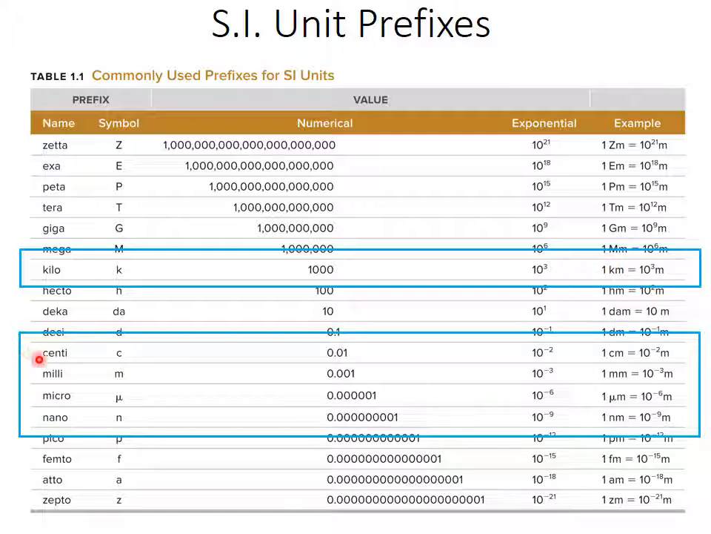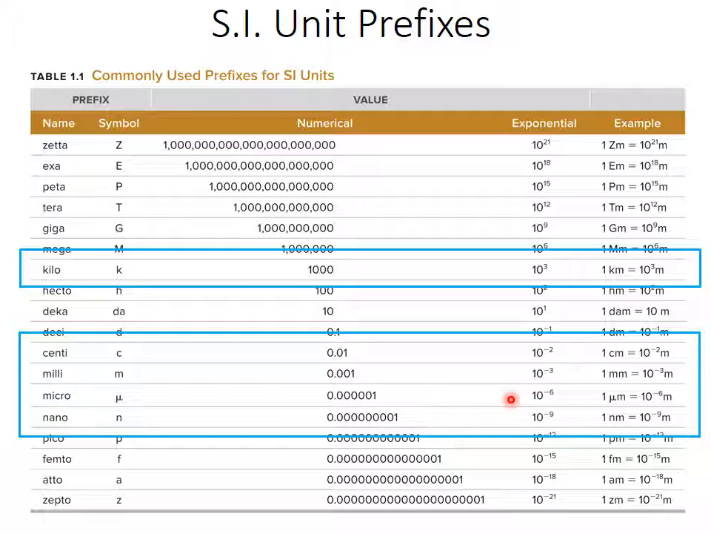Now it's the same for centi. Centi means 10 to the minus 2. There are 100 centimeters in 1 meter. Milli, 10 to the minus third. We'll see this one on grams, meters, and liters just because it's so handy.